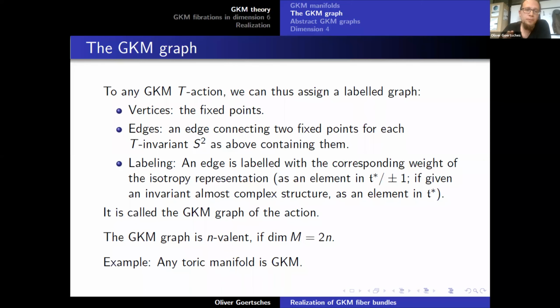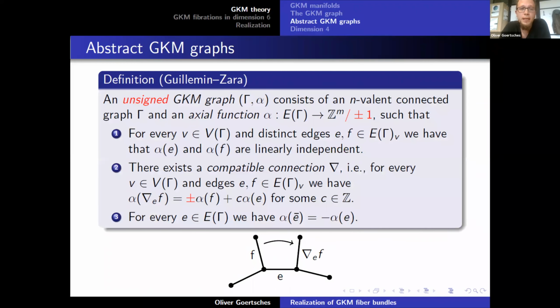So far I've explained how to pass from geometry to some combinatorial object, to some graph. Now I want to go the other way around, and for that I need a notion of abstract GKM graphs that do not necessarily come up a priori from an action. Right? So this notion is due to Guillemin and Zara, and again it comes in two forms, depending on whether you want to model something that has an almost complex structure or not.